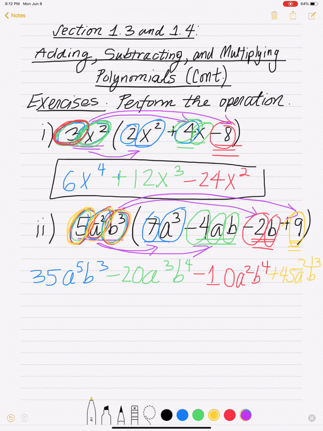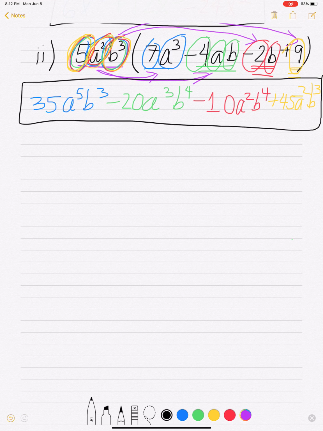How about we do something like a binomial times a binomial? Let's do a binomial times a binomial. Number 3. So a polynomial with 2 terms times a polynomial with 2 terms. Let's say we got 5a minus 4b. That's a binomial, right? And let's say we got 2b minus 3a.